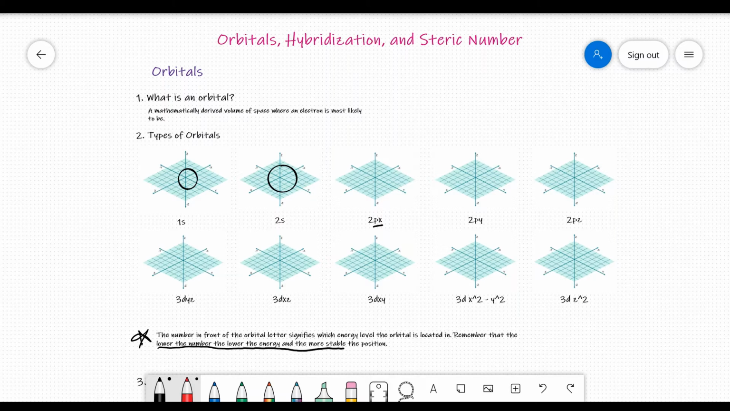So the first one is the 2px. So we're going to draw it along the x-axis. These are dumbbell or kind of teardrop shaped. Now you'll notice that I didn't connect them in the center part. I kind of left this space open, and that was intentional because there really is nothing here. So these two volumes of space are not connected in the center.